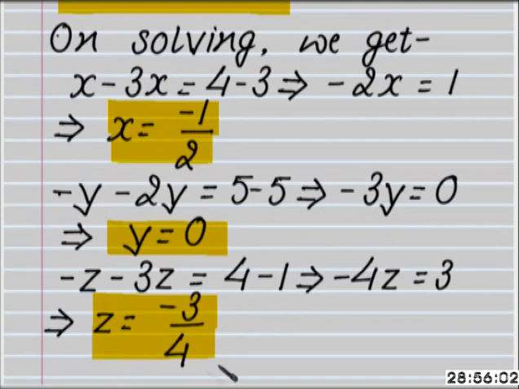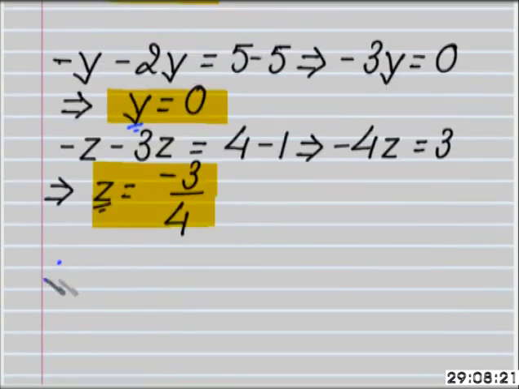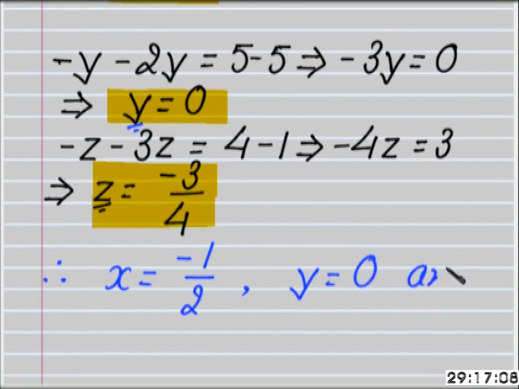So here we get the values of x equal to minus 1 upon 2, y equal to 0 and z equal to minus 3 upon 4. So therefore, for the given example, x is equal to minus 1 upon 2, y is equal to 0 and z is equal to minus 3 upon 4.